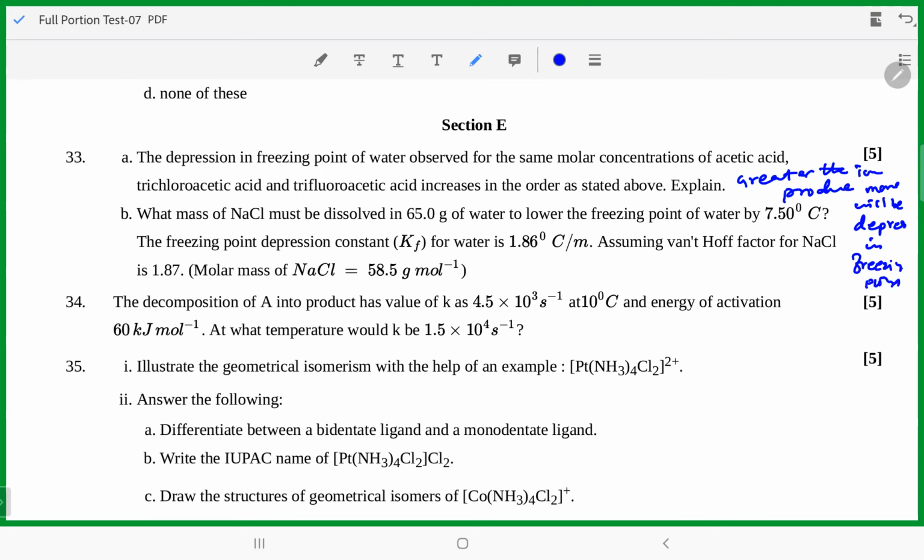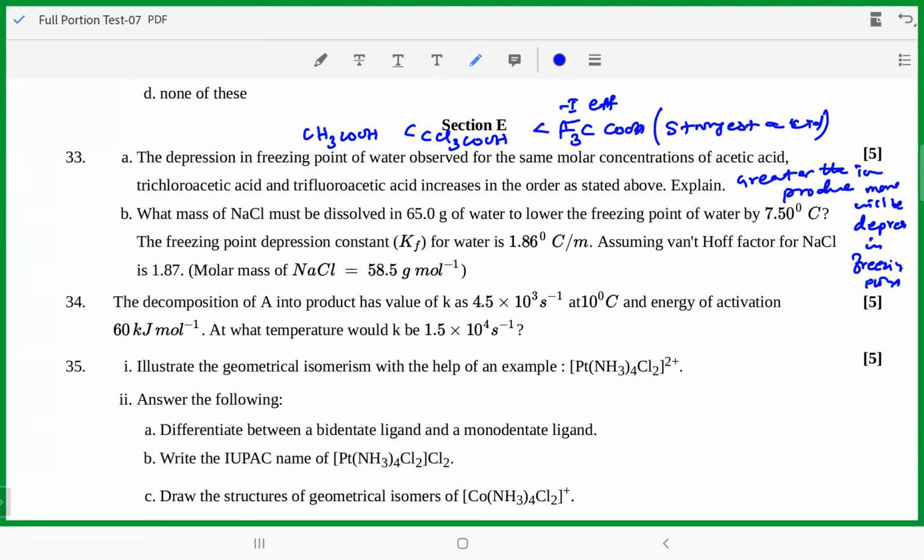That's the reason why, when you are taking acetic acid, trichloroacetic acid, fluoroacetic acid and trifluoroacetic acid, with the three fluorines it also has a minus I effect. It is the strongest acid among them. So that's the reason why the depression in freezing points are like that.